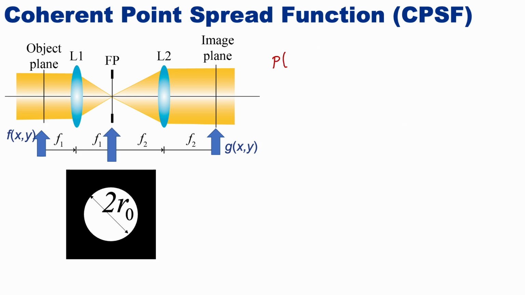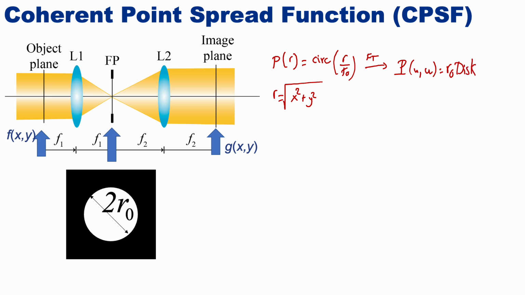Considering that our mask is a circle, we reduce r sub 0, and r is defined by our radial coordinates. So then its Fourier transform is what we call our disk function. This is like the Mexican hat, where again we are defining everything with the radial coordinates in the frequency.